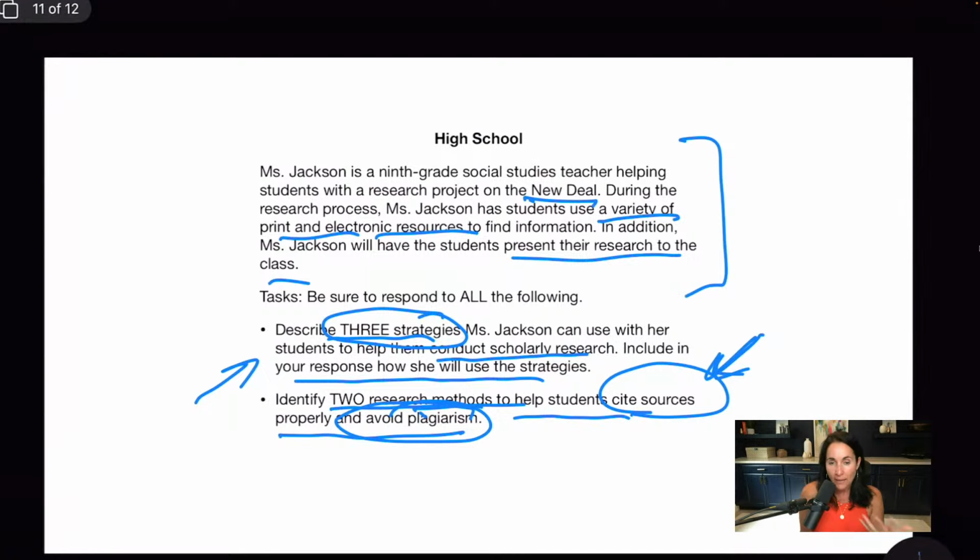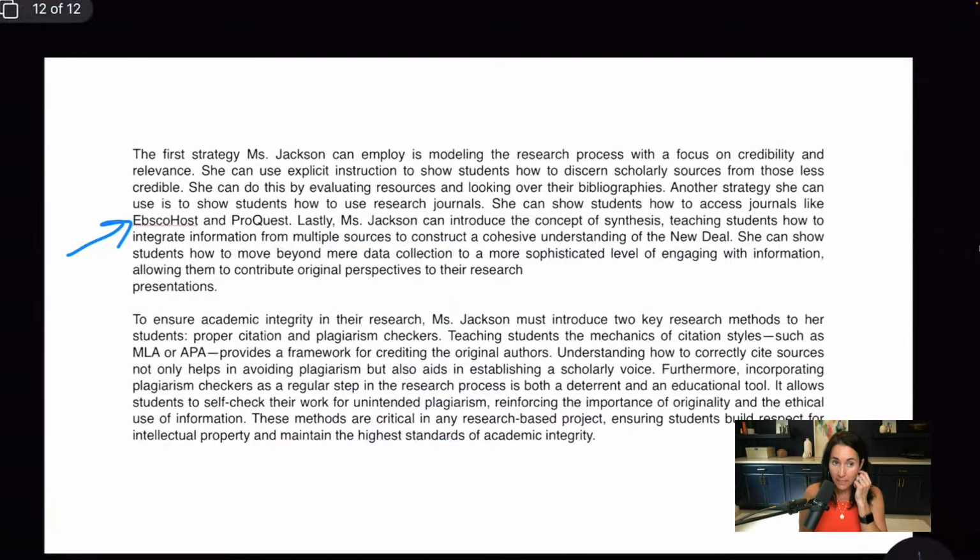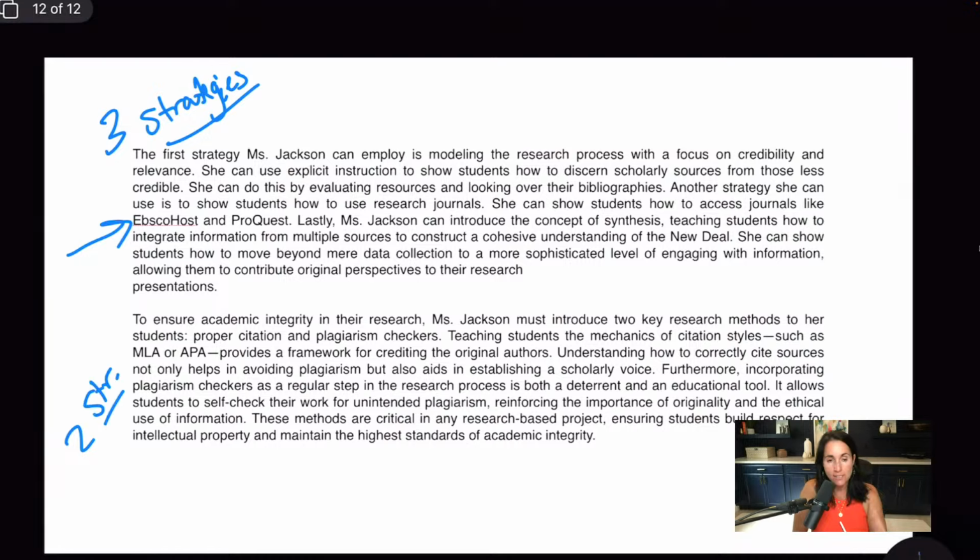All right. Glad we read the scenario. We really didn't need to, but it's good to know this is a 9th grade social studies class. That'll help give some context to it. All right, so I'm breaking it up into 2 paragraphs. The first one is going to be my 3 strategies for research, and the second one is going to be the 2 strategies for citing and avoiding plagiarism. 2 very important things we need to do in research. Okay, getting right into it.